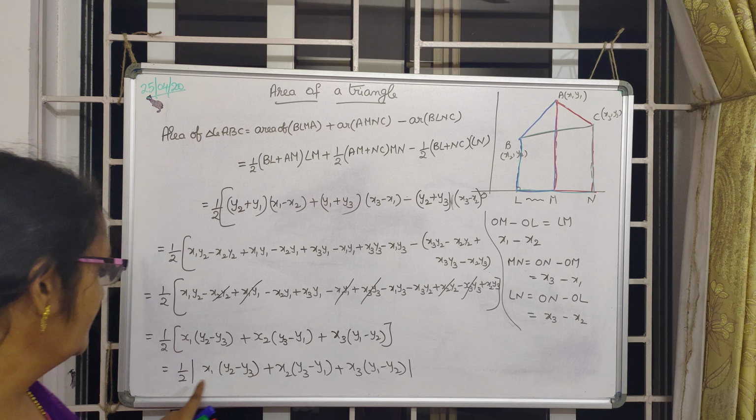So the formula to find out the area of a triangle is half modulus x1 into y2 minus y3 plus x2 into y3 minus y1 plus x3 into y1 minus y2. Is it clear? Thank you.